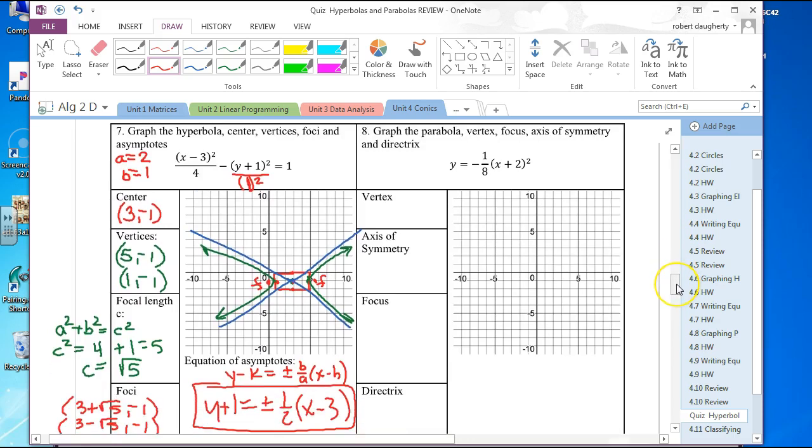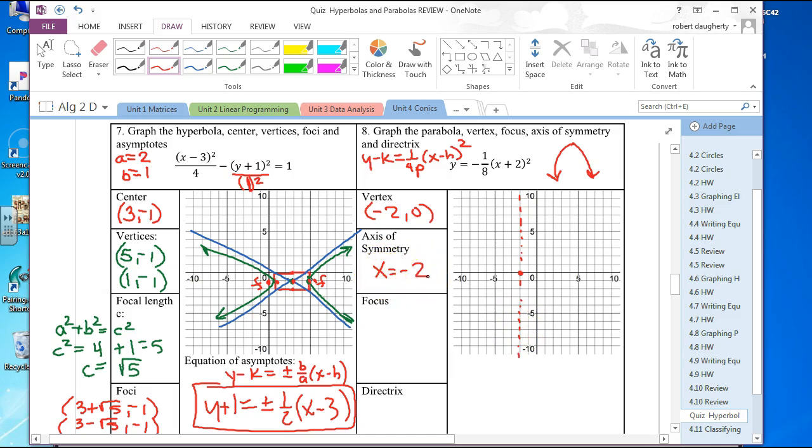This is graphing a parabola. This is a parabola that's going to open down. So if I look at it, where's the vertex? The vertex is negative 2, 0 because it's of the form y minus k equal 1 over 4p x minus h squared. Axis of symmetry. So if the vertex is at negative 2, 0, that's right here. The axis of symmetry is this line that you see. That's the line x equal negative 2.